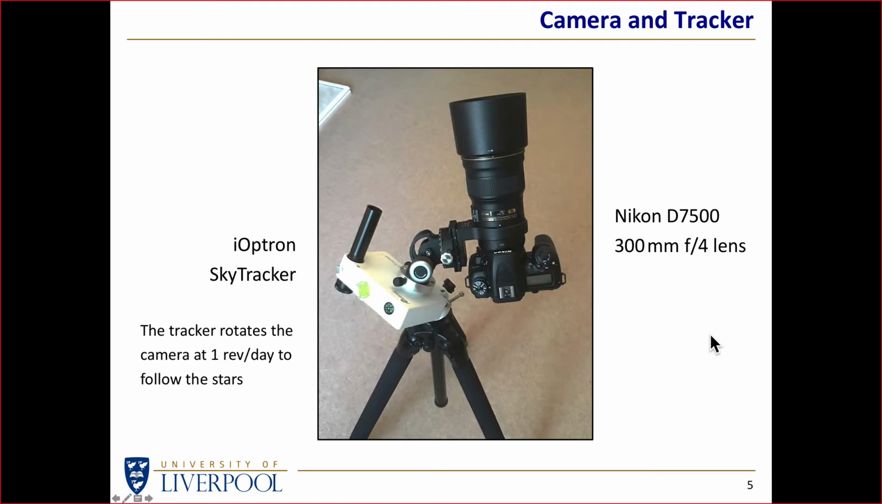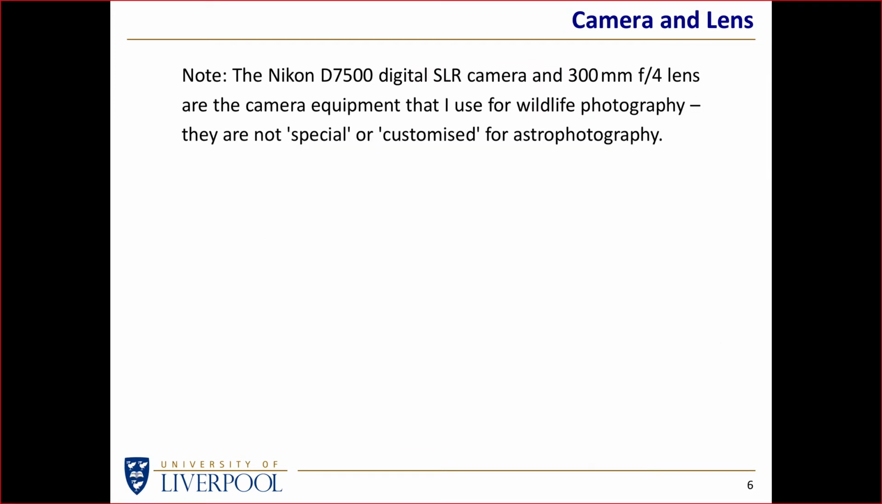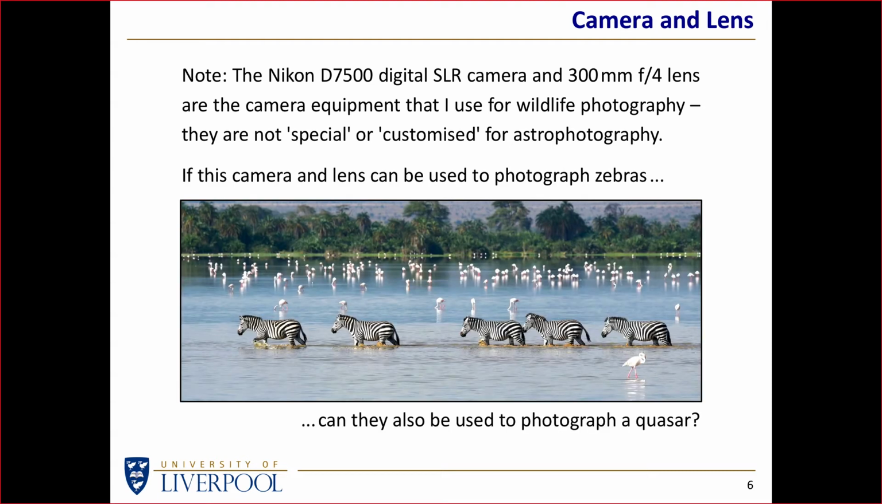As I mentioned just a moment ago, this is the same camera and lens, in fact, that I use for wildlife photography. They're not special for astrophotography, they're not customized, they're not modified. This camera and lens are precisely the same combination that I use. For instance, last year when I went on safari last summer, this is the camera and lens that I used to take essentially every picture that I took on safari.